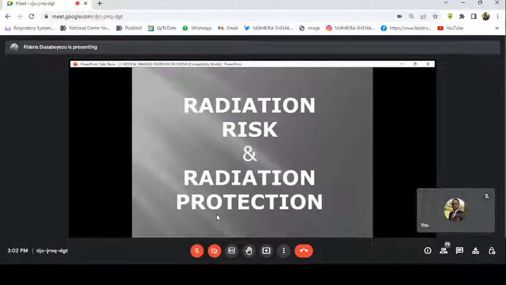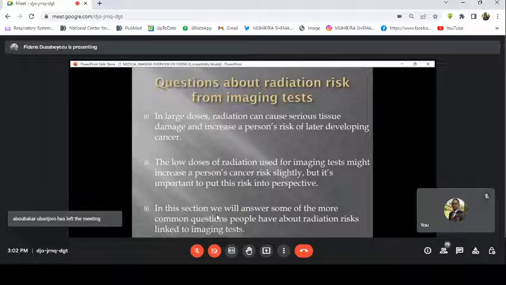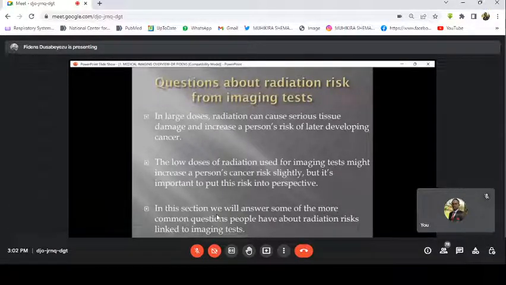So there are some questions about radiation risk from imaging tests. That's what I'm going to talk about. Radiation can cause, in large doses, when you give a lot of X-ray to a patient, serious tissue damage. And that can increase a person's risk of later developing cancer. That's one, large doses.